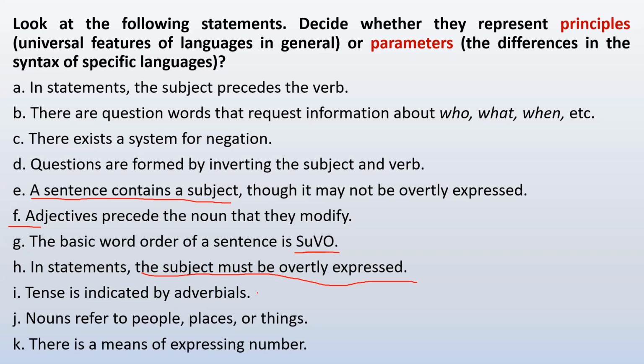Nouns refer to people, places, or things. Yes, this one is very clear. That is a principle. Fine. And the last one, there is a means of expressing number. That is a principle. Fine. What kind of means there are to express number can vary depending on the particular language. But there is a means of expressing number. So that's the principle.